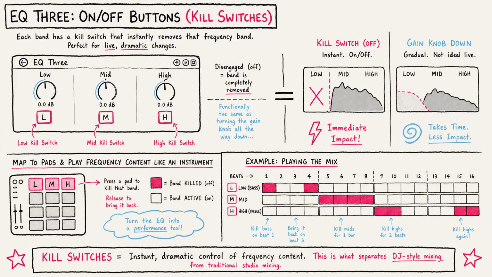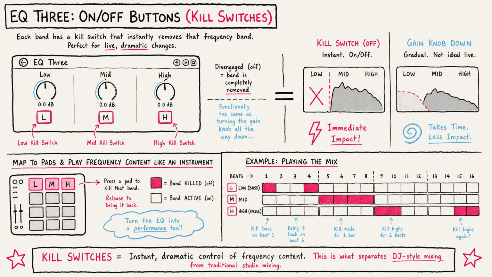Each band features a dedicated kill switch, the L, M, and H buttons that completely remove that frequency band when disengaged. These are functionally equivalent to turning the corresponding gain knob all the way down, but they're instant rather than gradual. This distinction matters enormously in live performance, where you need immediate, dramatic changes without reaching for a knob and turning it smoothly. Kill switches are the heart of EQ3's performance-oriented design.